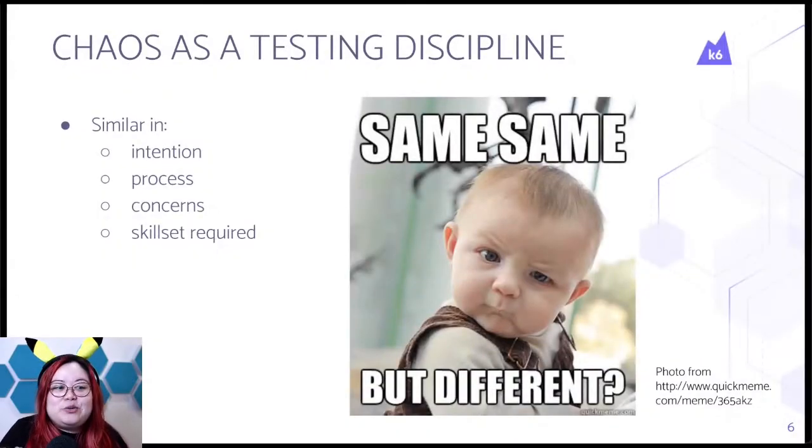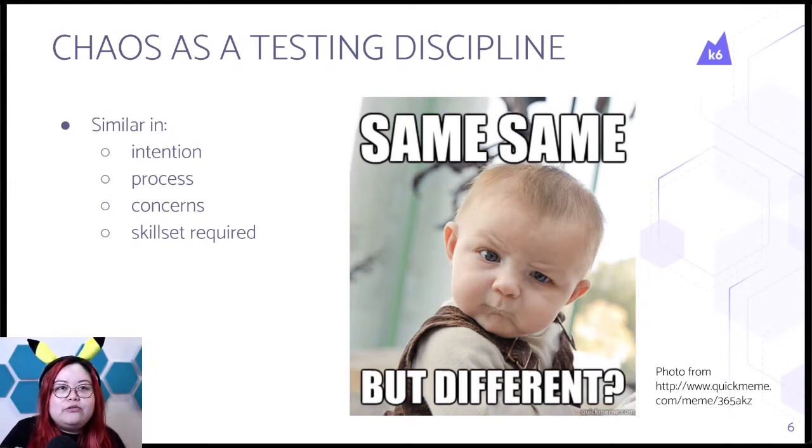Now, here's what I think, and maybe it's a controversial opinion. I consider chaos engineering as a testing discipline. They are similar in intention. The goal of both a chaos experiment and a test is to improve software quality through repeated and methodical verification. And as I showed in the previous slide, their processes are pretty similar. They share some similar concerns, like how close an environment is to production, or the reliance on test data, and the importance of those initial requirements.